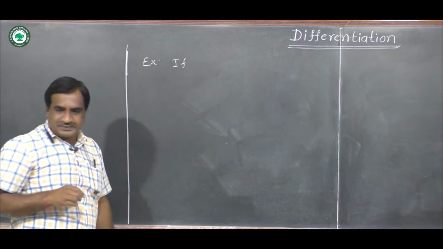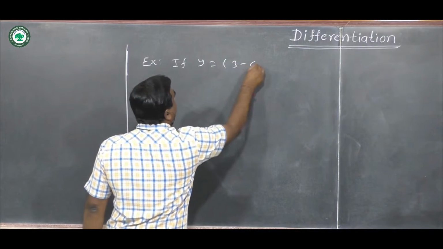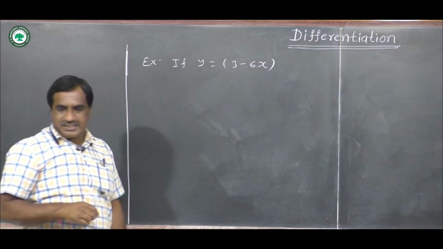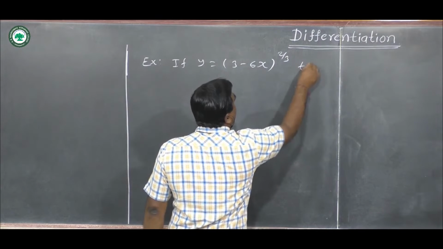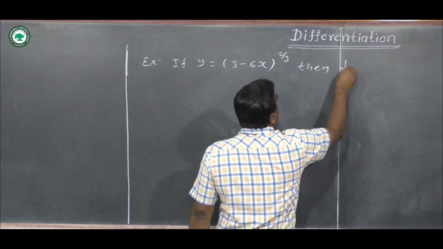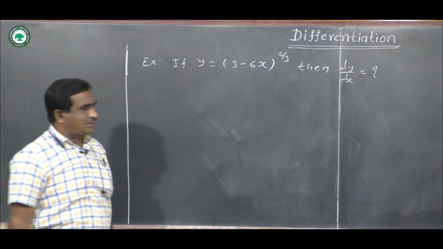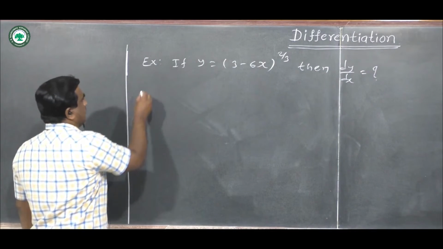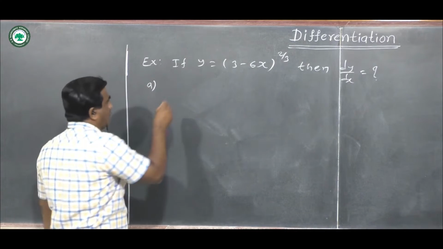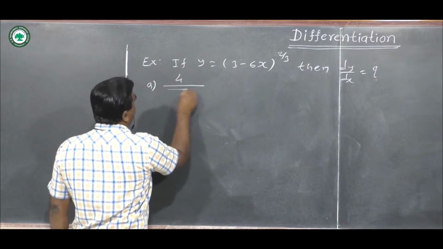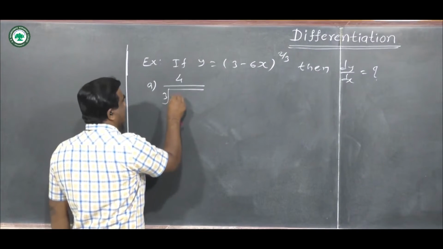If y is equal to (3 minus 6x) raised to 2 by 3, then dy by dx is equal to question mark. Now we have to give one options here. First option A, 4 upon cube root of 3 minus 6x.